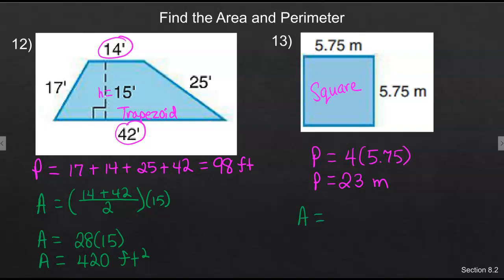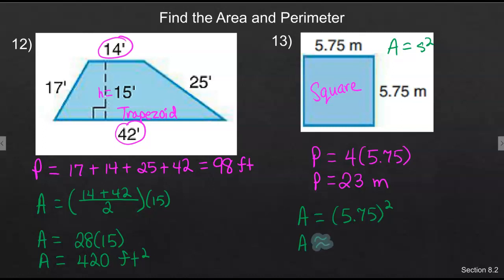So base times height, for a quadrilateral or a parallelogram, is the same thing. Base times height is 5.75 times 5.75. We can also just square it because that's for a square. The area of a square would be a side squared. So we could do 5.75 to the second power, and then just calculate that with your calculator.